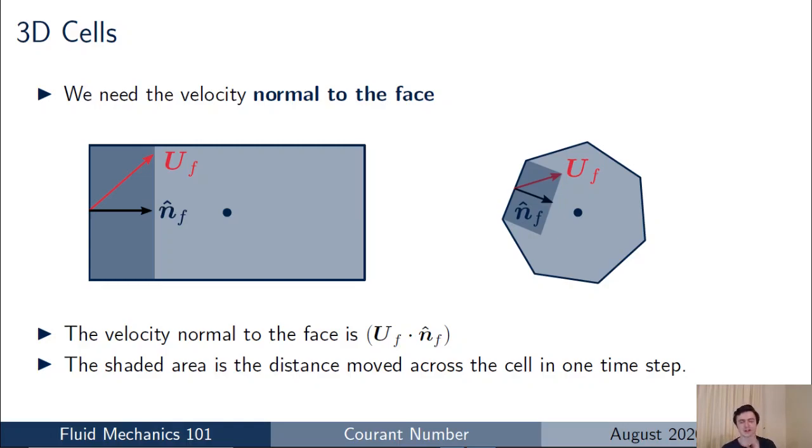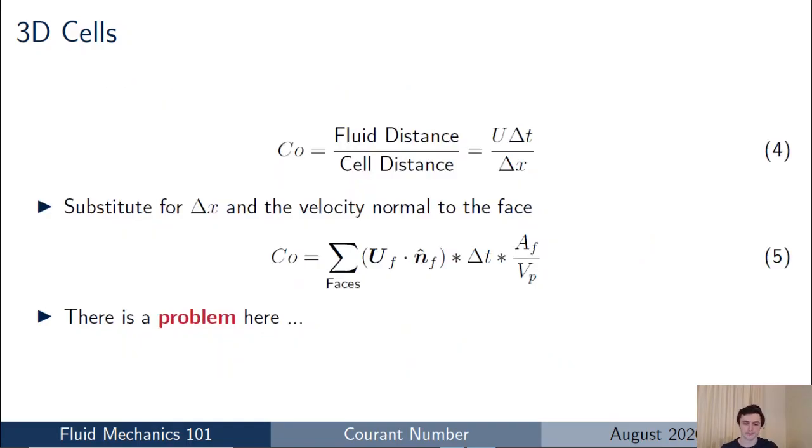That makes sense in 1D, but if you look at the image on the right of the slide, you can see this definition also makes sense for a more complex shape with multiple sides, some of which may be skewed. Clearly, in a time step, the flow is only going to move that shaded distance across the cell towards the cell centroid. So we're going to use the velocity normal to the face from each of the faces that make up the cell in the definition of our Courant number.